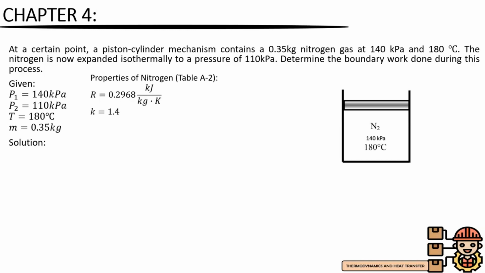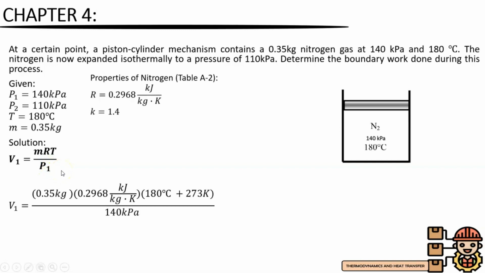So we are going to determine first the initial and final volumes from the ideal gas relation and find the boundary work using the relation for isothermal expansion of an ideal gas. So we have this equation. Initial volume is equal to MRT, or the mass multiplied by the gas constant and the temperature, divided by the initial pressure.